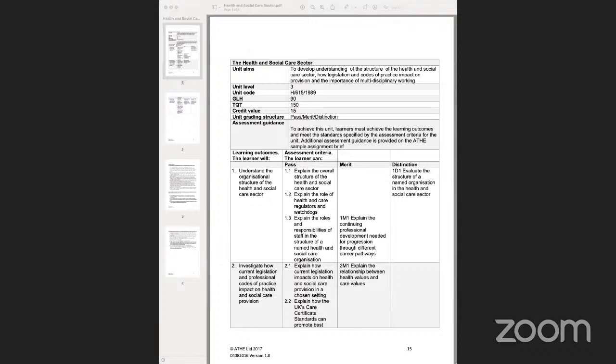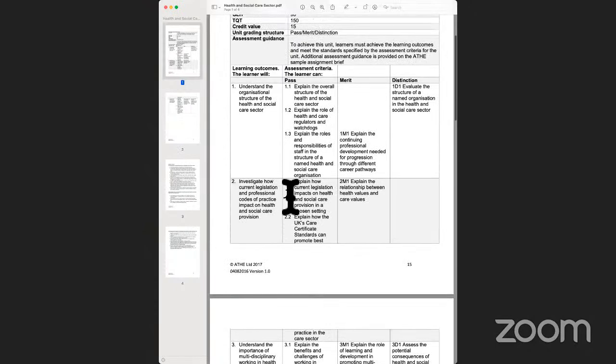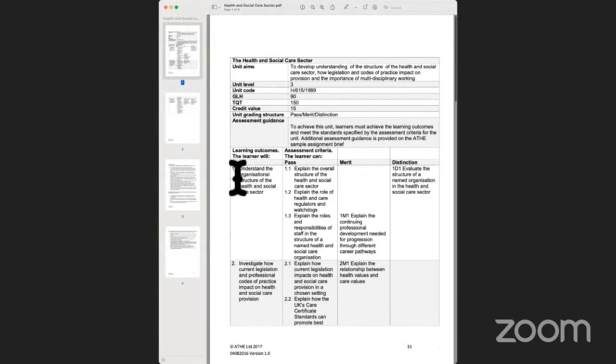Right. So what we are going to do in today's session is look at a bit of a unit introduction for the health and social care sector, and then get into understanding the first learning outcome. Now, this unit we are looking at covering in about four sessions, three primarily to look at coverage of the learning outcomes. Today, we are going to look at learning outcome one and all the assessment criteria.